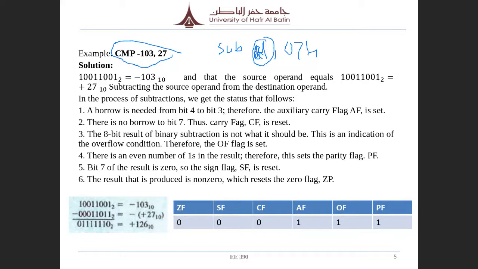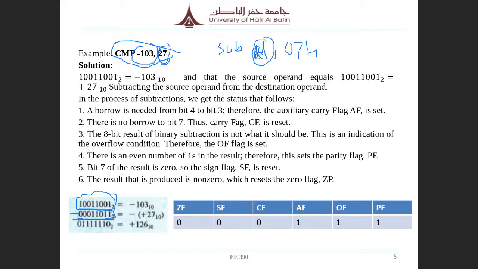Now, about the flag bits, how they are changed. Let me review it again. -103 and 27, so it will basically perform -103 minus 27. So subtraction. What is -103 in 8-bit binary? First get 103 and take the two's complement, and you will get this one. And then 27, what is 27? This one. Then we do the subtraction operation. You already know how to do the subtraction.